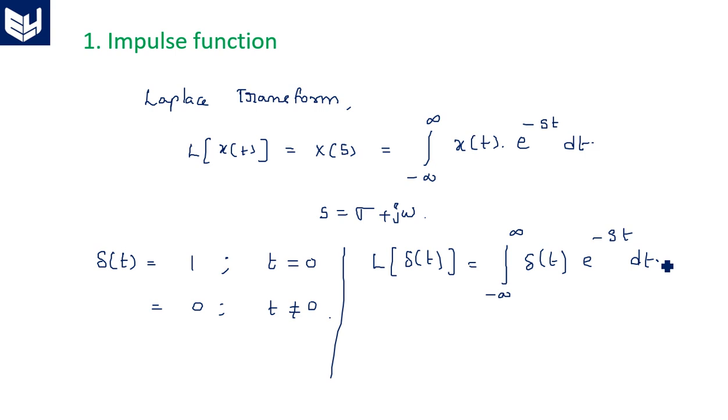As the impulse signal exists only at t equal to 0 and is 0 otherwise, only t equal to 0 contributes in this equation. So substitute t equal to 0: del of 0 times e power minus s into 0. Del of 0 is 1 and e power 0 is also 1. So the Laplace transform of the impulse signal is nothing but 1. Therefore, del of t, when you apply the Laplace transform, the result is 1.